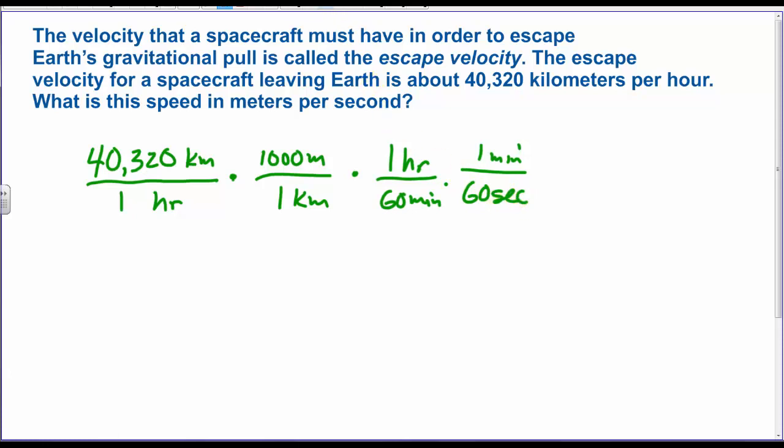So you'll notice now I get to reduce kilometers with kilometers, hours with hours, minutes with minutes, and I end up with units of meters per second. I'm going to multiply the numerator and divide that by the denominator and end up with my meters per second unit. And I end up with the following, roughly 11,200 meters per second. That's my escape velocity.